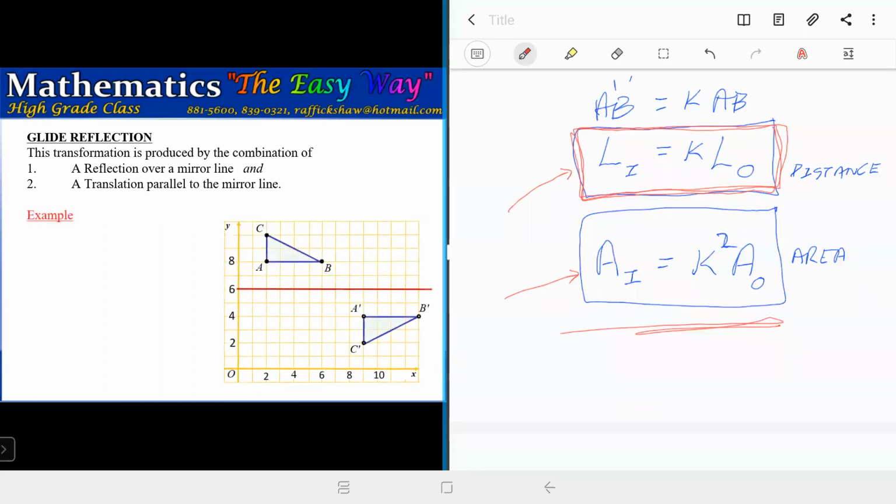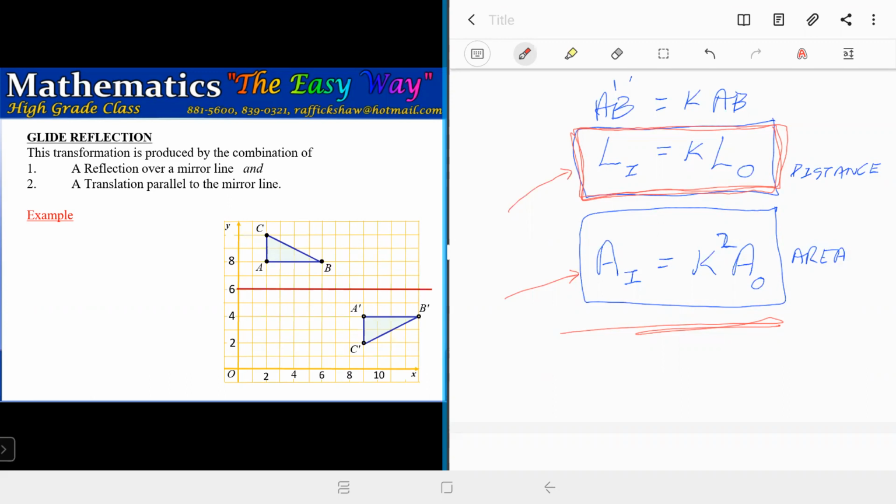Let's look at this example of a glide reflection on this diagram. So I have that triangle ABC, and I have that image triangle A prime, B prime, C prime, and I have that red line. That red line is a horizontal line passing through 6, so it's the line y equals 6. I'm telling you ABC to A prime, B prime, C prime really is a glide reflection, right?